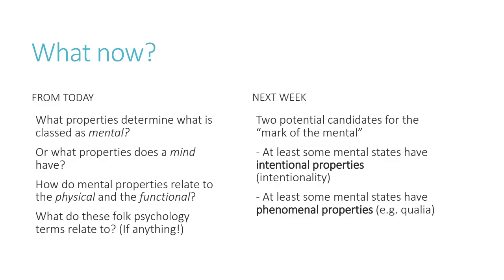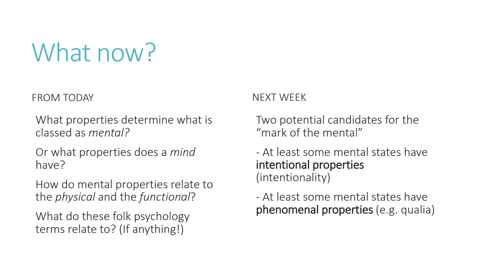So from today, what we're interested in is what properties determine what is classed as the mental. What set of properties, or what property, could I locate which would delineate the mental, separate it off from the physical, so that I could say, here are my physical qualities, I'm this tall, I weigh this much, and here are my particular mental qualities, I have consciousness, this, that, and the other. Or what properties does a mind have is another way to think of it. If I had to talk about what kinds of properties the mind has that makes it different from the body, what would those properties be?